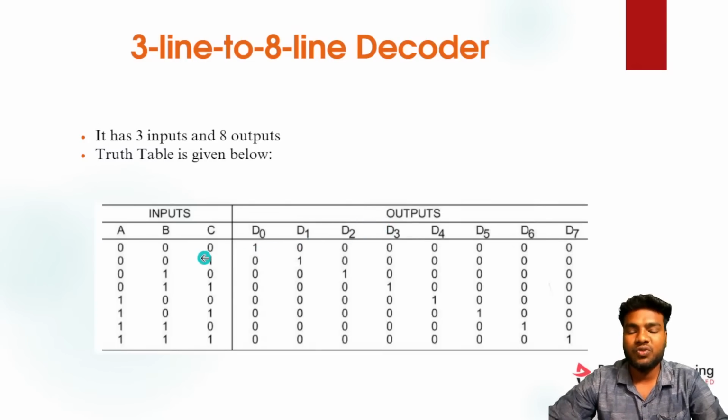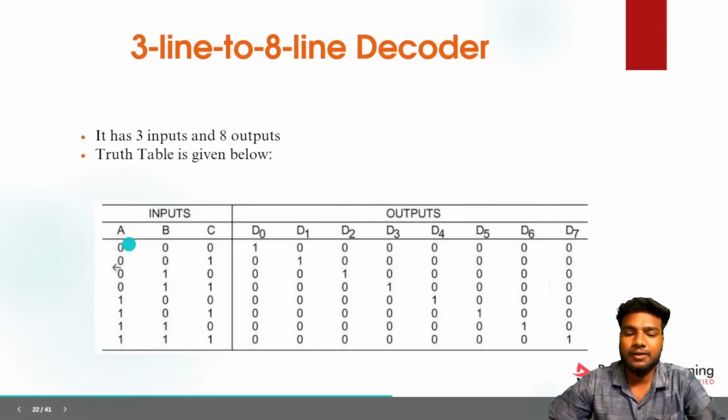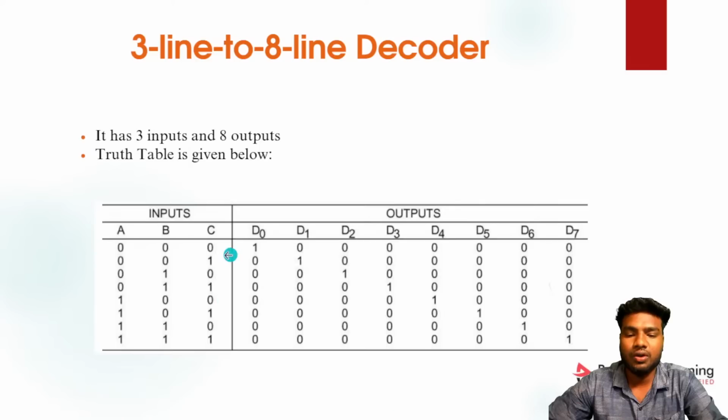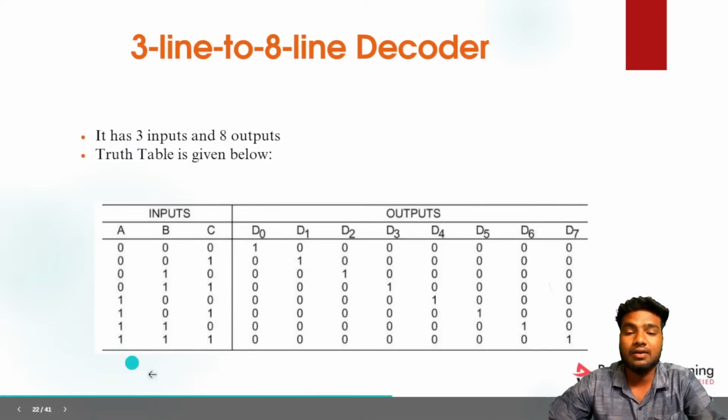You can see there are 3 line inputs, meaning you have 3 inputs, like 0 0 1. These are the combinations of the inputs: 0 0 0, 0 0 1, 0 1 0, 0 1 1, and so on. These are the input combinations for the decoder. You will get the output as a 1. So this is a one-hot output.